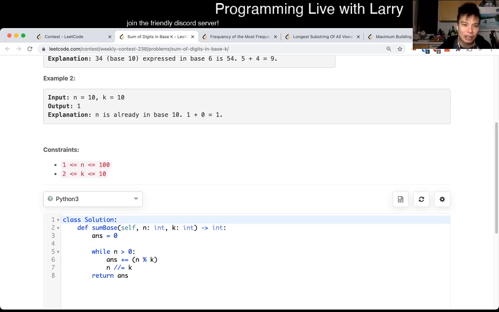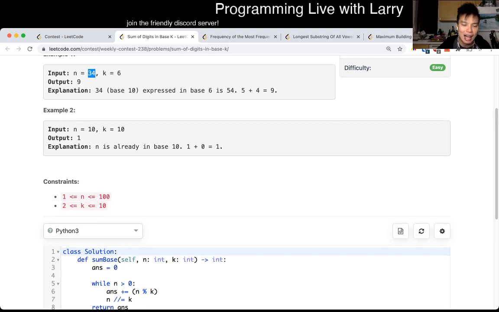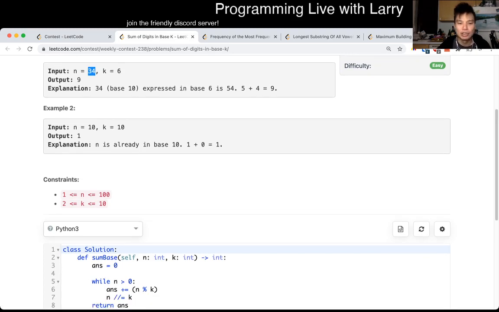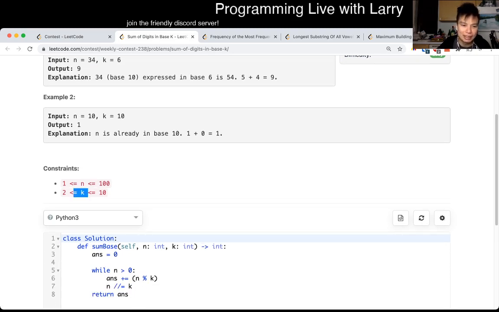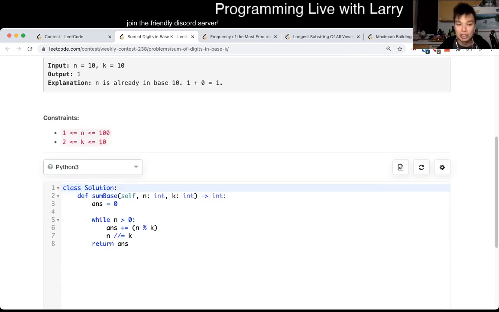And the idea is that, okay, you have a base 10 number and you want to convert it to base K. And in that base K, you just sum up the digits. And here we just get it a digit at a time. So while N is greater than zero, this is the digit in base K, the least significant digit. We add that to the answer and then we shift N by that digit K in base K. So yeah, that's pretty much it.